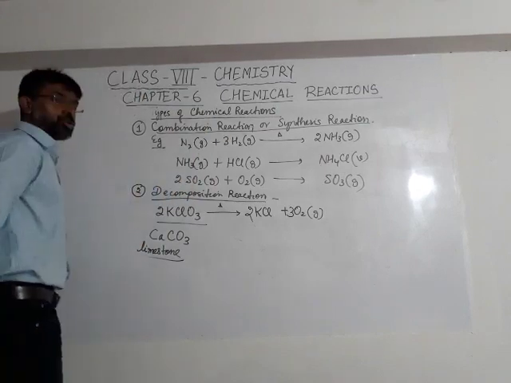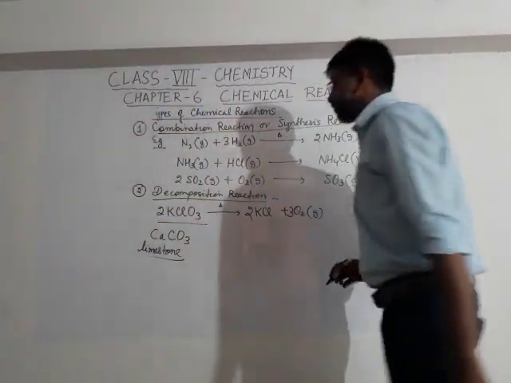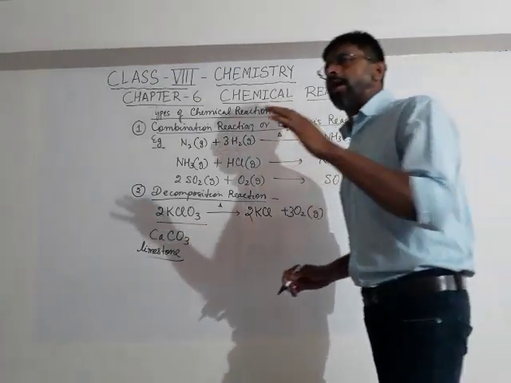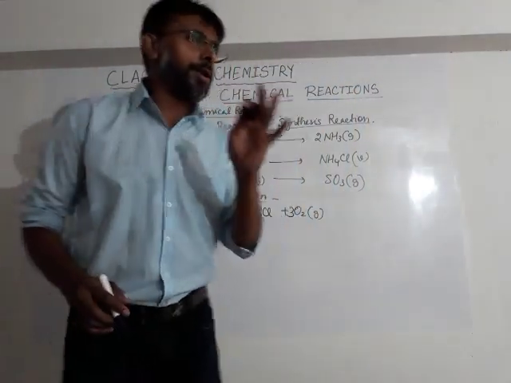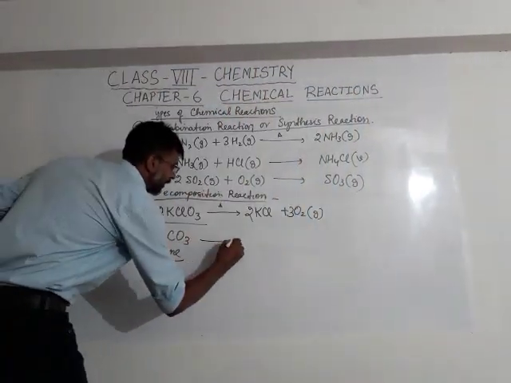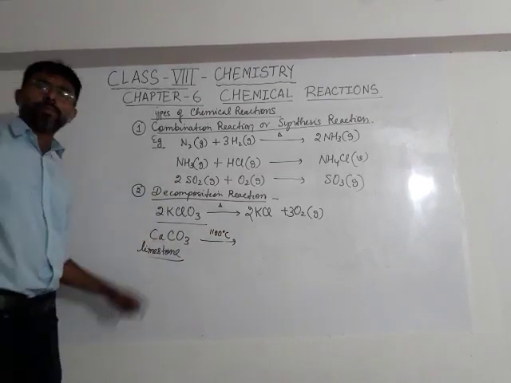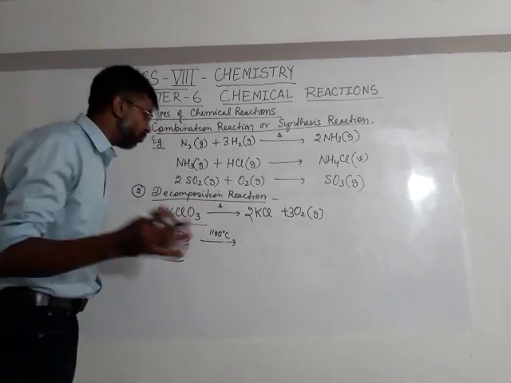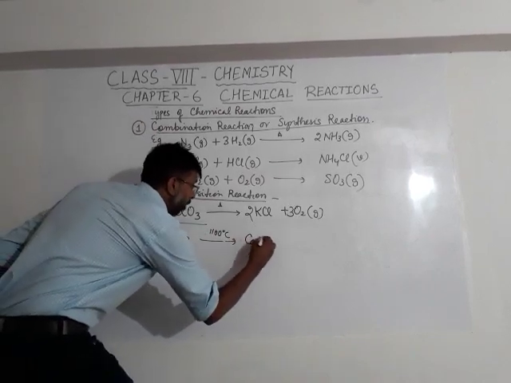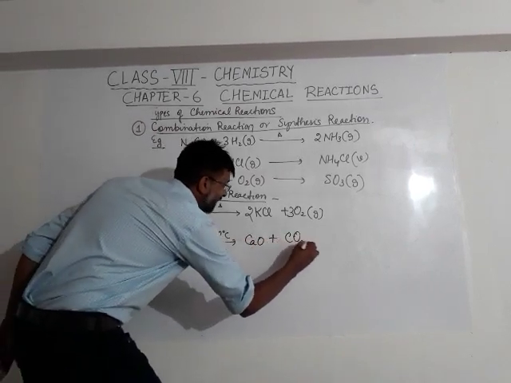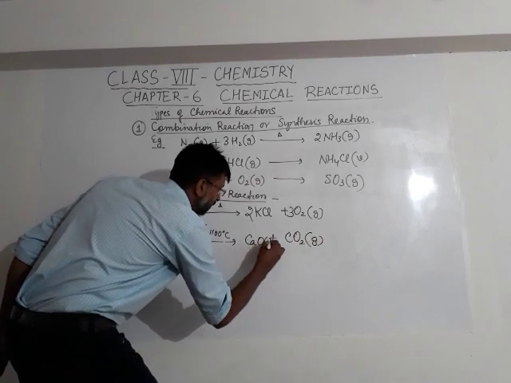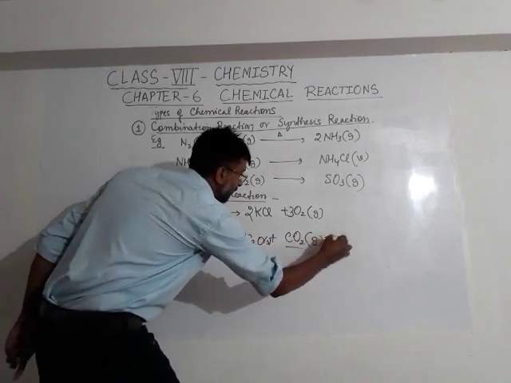So, my dear students, if I heat calcium carbonate to a very high temperature, approximately 1100 degrees Celsius, then this calcium carbonate is going to decompose, break down into calcium oxide and another gas, that is carbon dioxide. This is solid and this is a gas which escapes in the air.